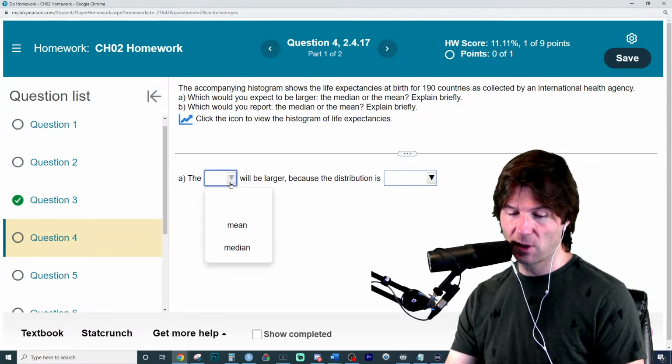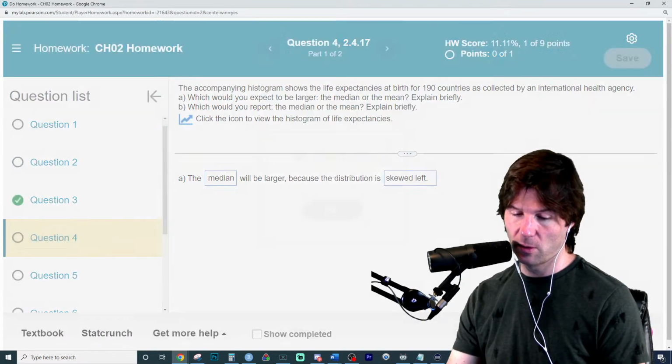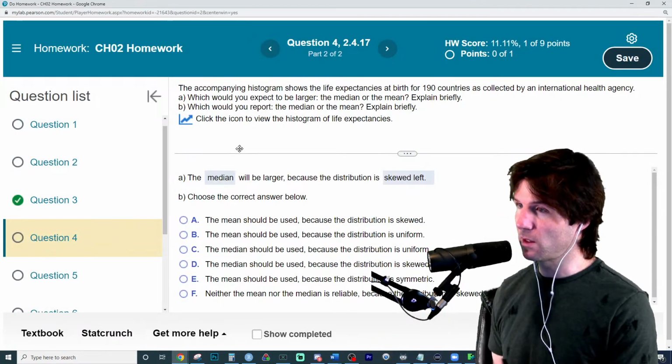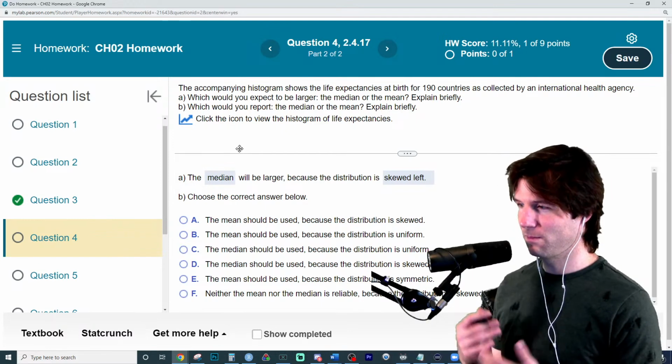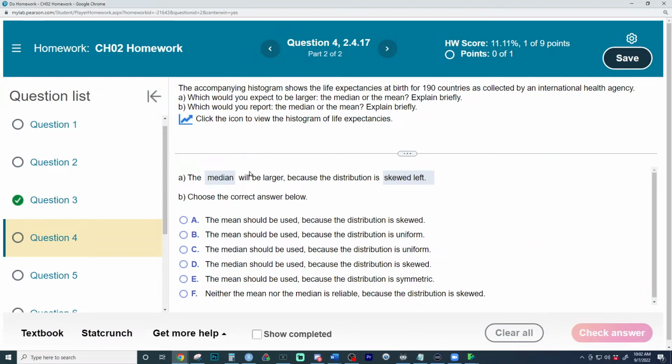So since this is left skew, the median will be larger because the distribution is left skew. So just make sure you understand skew pulls the mean in that direction. So the mean is going to be smaller. A lot of ways to phrase it, so it can be a little confusing right there. Choose the correct one below.